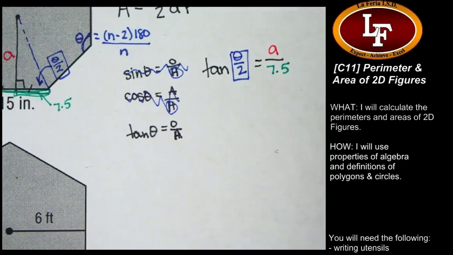Using the same technique as you saw up in the previous example, solving with sine and cosine, you will do the same thing to solve this for the apothem.